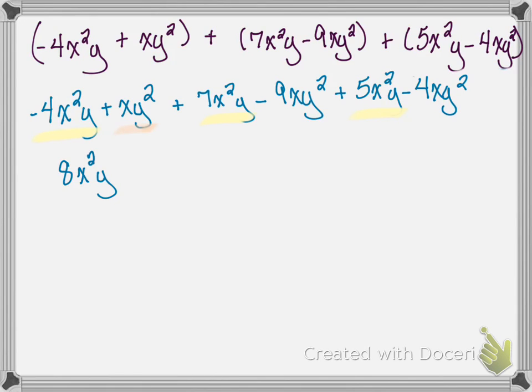My next set of like terms, I have an xy squared. What's in front of that xy squared? Good. So I have a 1 xy squared, -9 xy squared, -4 xy squared. What does that give me? Good. And then I stop right there. 8x squared y and -12xy squared are not like terms. I cannot combine them. So I stop.